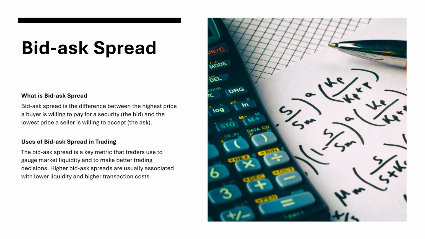Bid-ask spread. What is bid-ask spread? Bid-ask spread is the difference between the highest price a buyer is willing to pay for a security, the bid, and the lowest price a seller is willing to accept, the ask. Uses of bid-ask spread in trading. The bid-ask spread is a key metric that traders use to gauge market liquidity and to make better trading decisions. Higher bid-ask spreads are usually associated with lower liquidity and higher transaction costs.